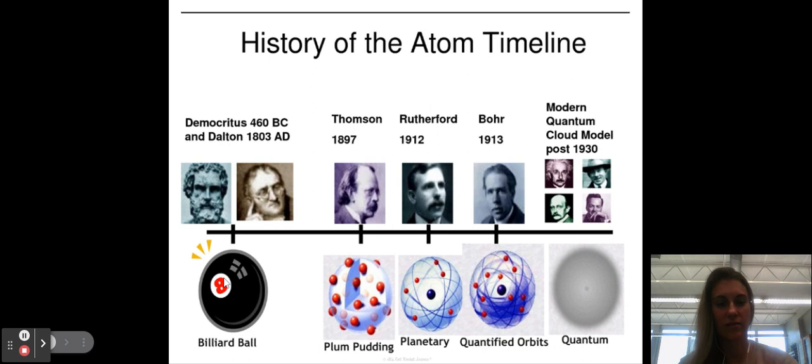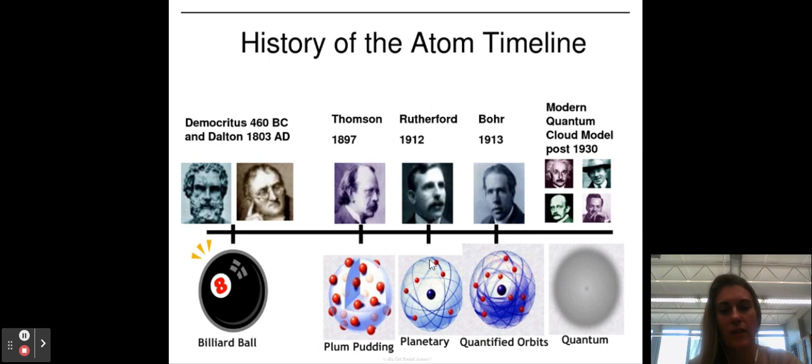So the history of the atom timeline, just very briefly, we had just a sphere really until like the 1800s, when John Dalton finally was able to do some experiments to prove some of the qualities of an atom, but he didn't know about anything inside the atom. So Thomson in the late 19th century did some experiments that led to the discovery of the electron, but we still didn't know about the nucleus.